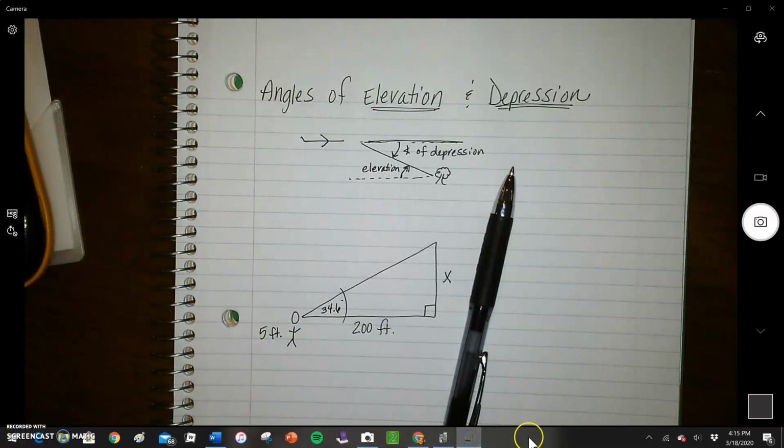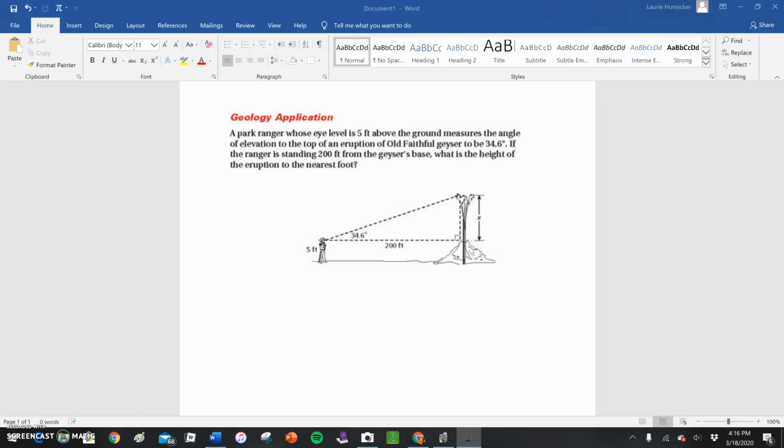All right, let's get this paused. Okay, so this is the word problem that we're going to do, this geology application. So there's a park ranger. You can see him standing right here. His eye level is 5 feet above the ground. He's probably got one of those really awesome tools that will let you see what the angle of elevation is. And so he noticed when Old Faithful, the geyser, erupted, that when he looked into that thing, he got a 34.6 degree angle. And he wants to know, what was the height of that eruption?